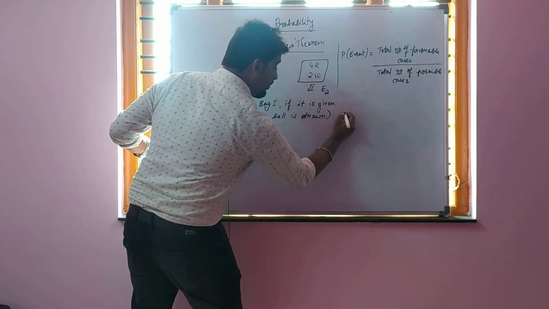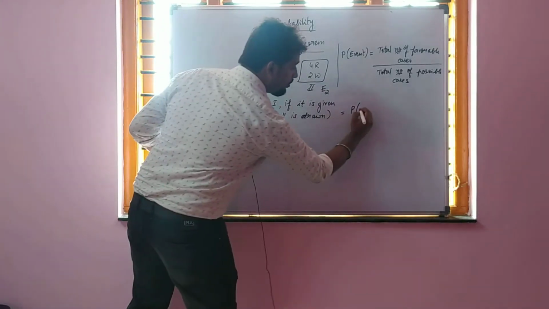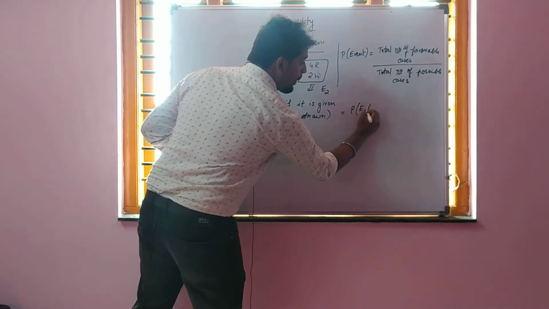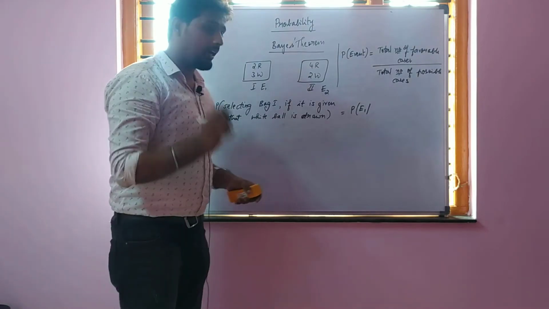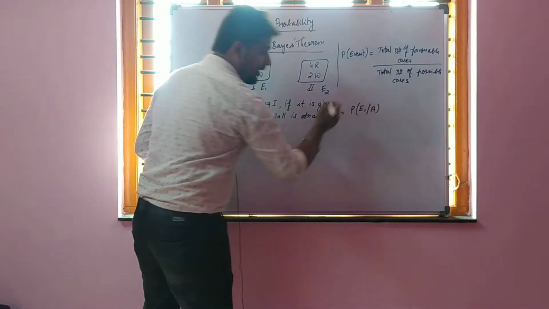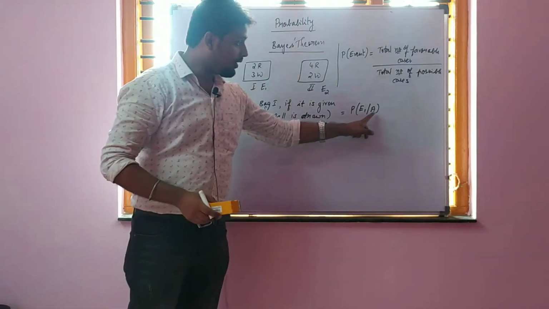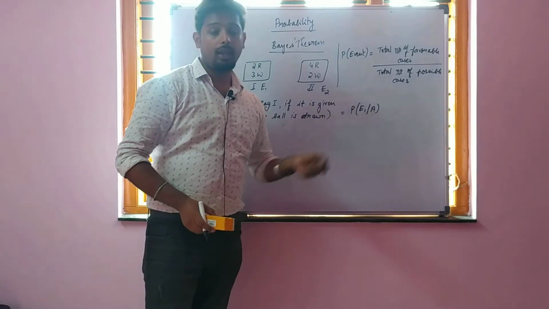So what does this actually mean? This is nothing but finding the probability of what? Selecting bag 1, meaning E1 given, right? It is dependent on selecting the white ball. So what was actually taken? White ball. The white ball was taken as selecting the ball white, or it's taken as A, right? So we need to find now P of E1 given A.